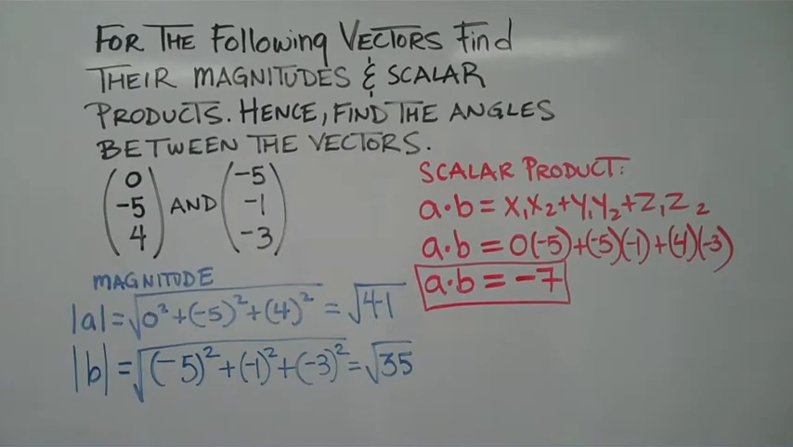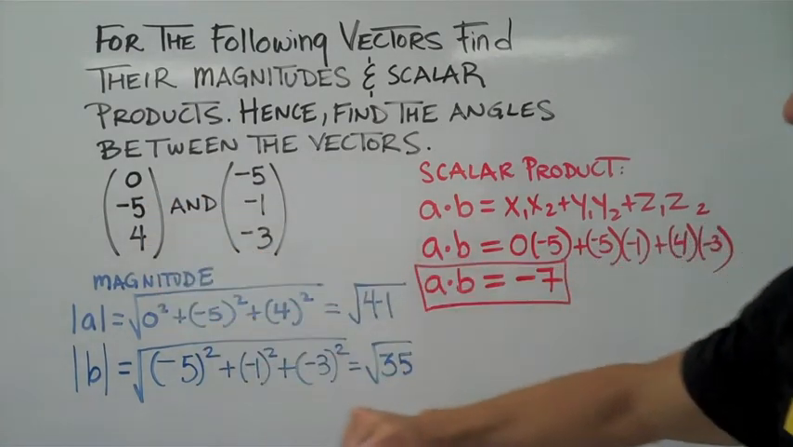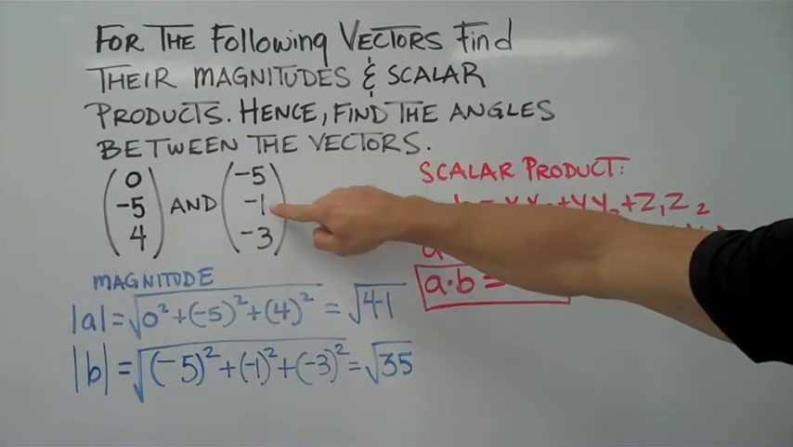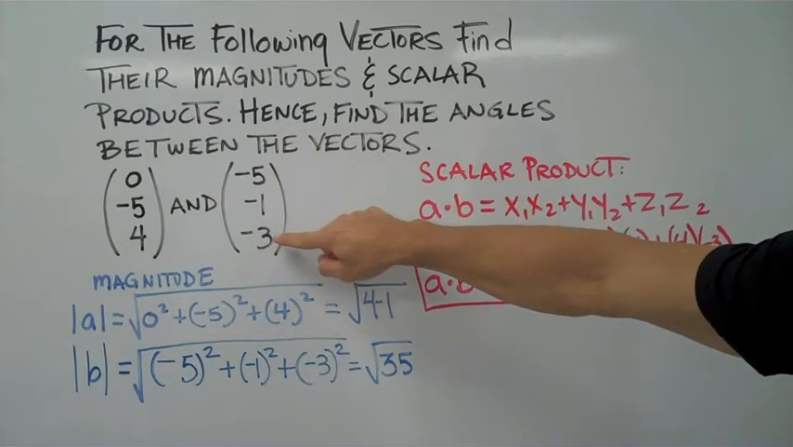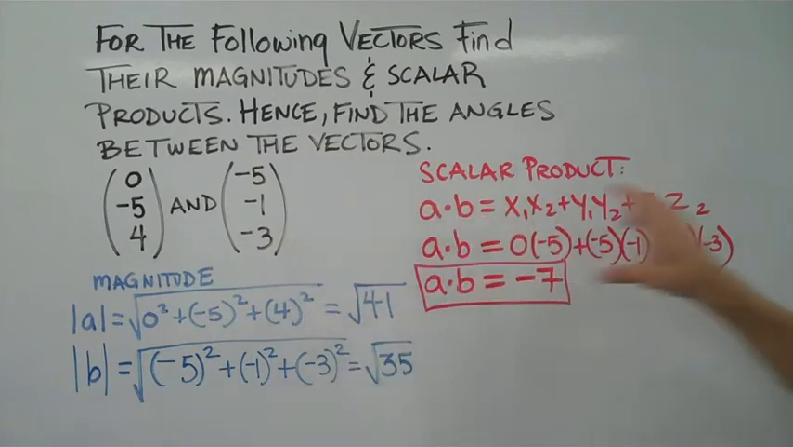For the following vectors, find their magnitudes and scalar products. Hence, find the angles between the vectors. Well, we have 0i plus negative 5j plus 4k and negative 5i plus negative 1j plus negative 3k. You could write that either way. You might see it like this, or you might see it drawn out.